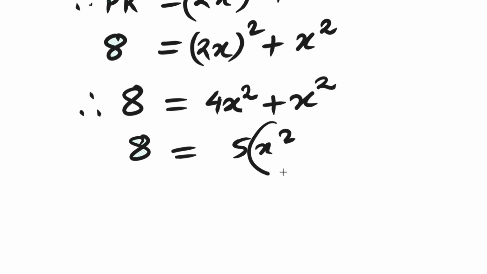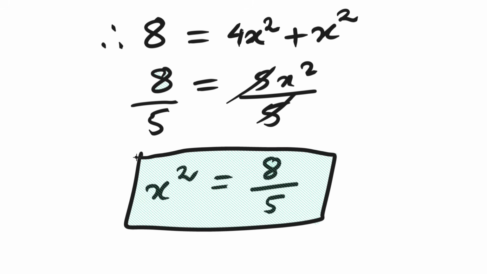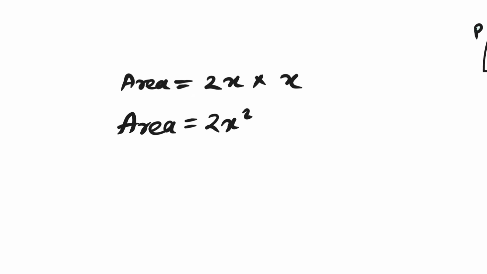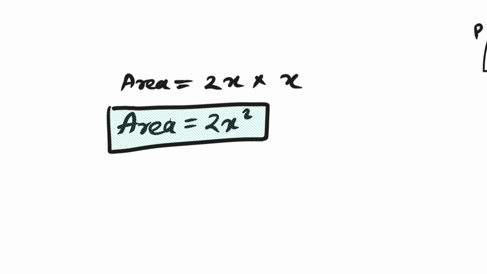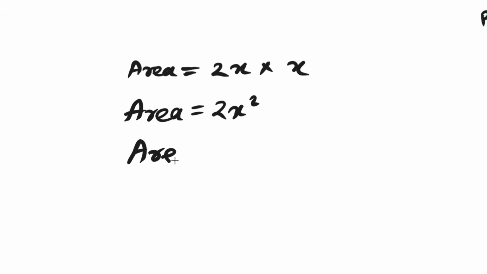Our goal is to isolate x squared, so we divide both sides by 5. This gives x squared equals 8 divided by 5. That is exactly the value we needed. Now, let's return to the area of the shaded region. At the very beginning, we established that the area is 2x squared. We have just found that x squared equals 8 divided by 5. So substitute that value into the area formula. The area equals 2 multiplied by 8 divided by 5.